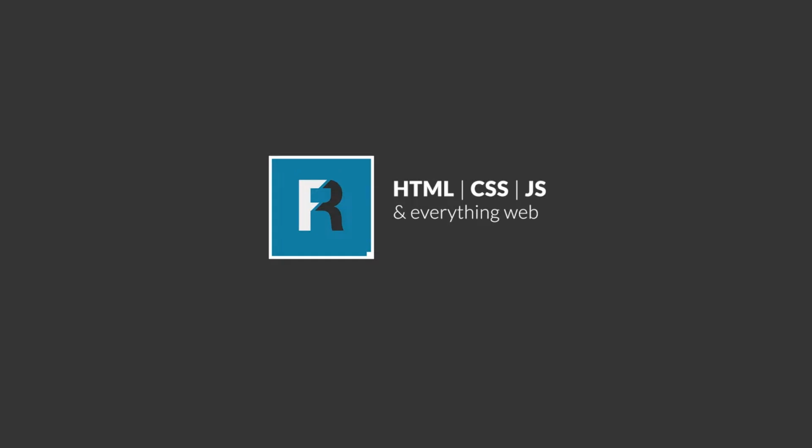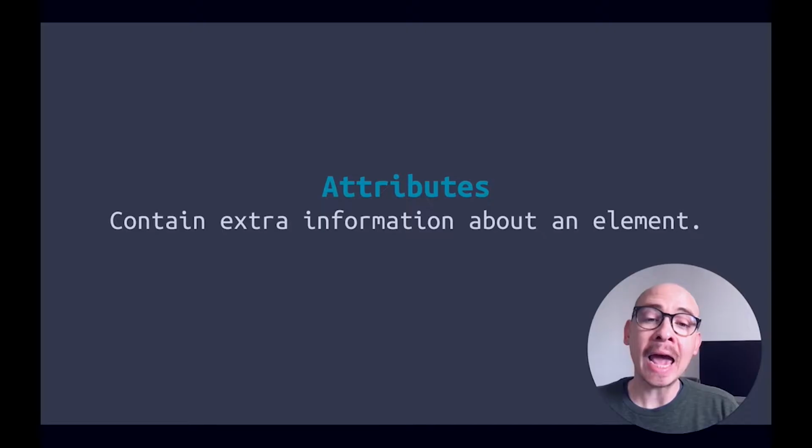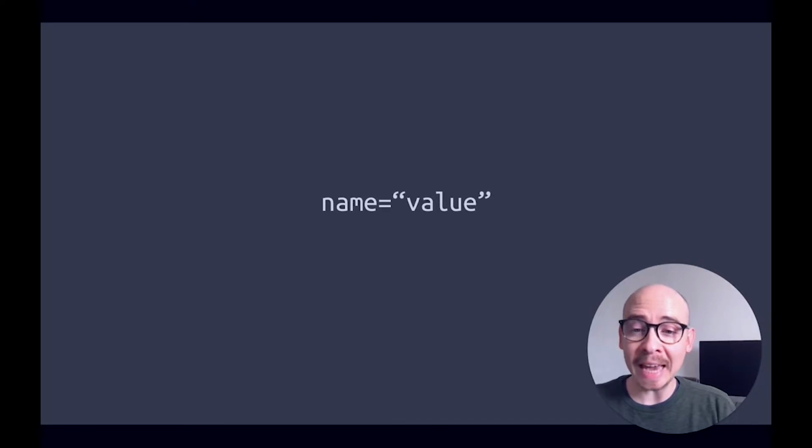Attributes are an important part of HTML because they change the behavior of your element. A common example of this can be changing the color of your text element. Attributes are a piece of code that contain extra information about an element. The formula to create an attribute consists of the name and the value properties.